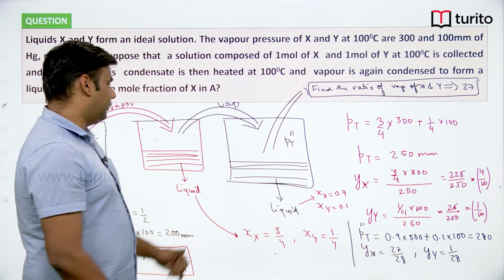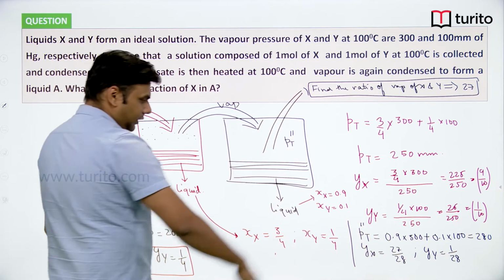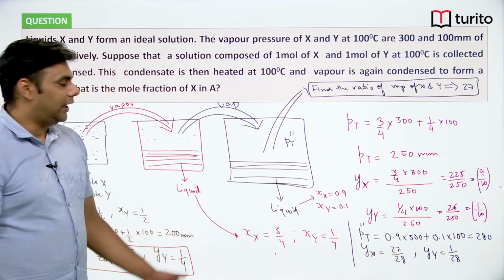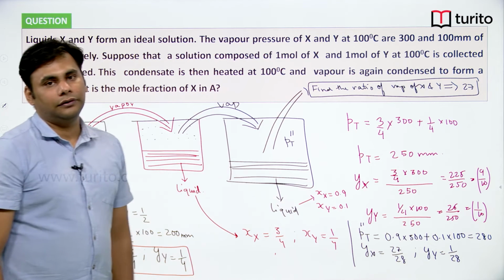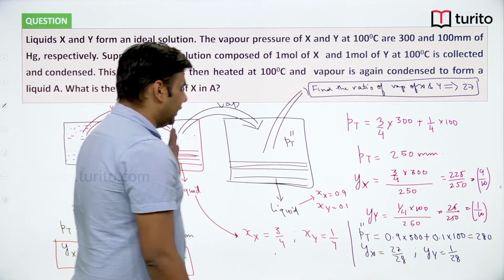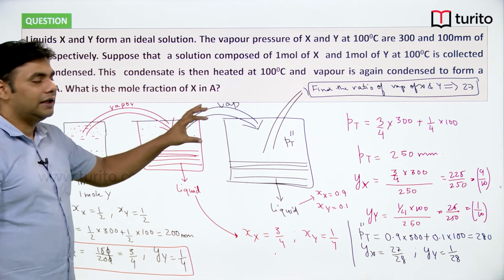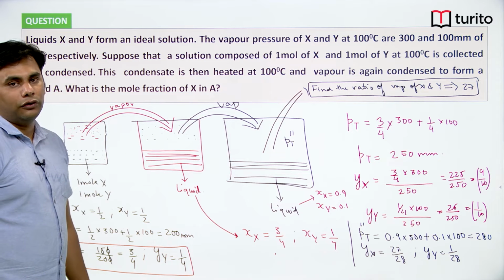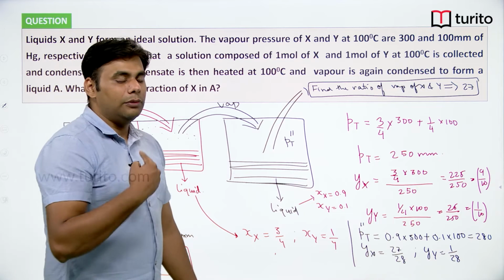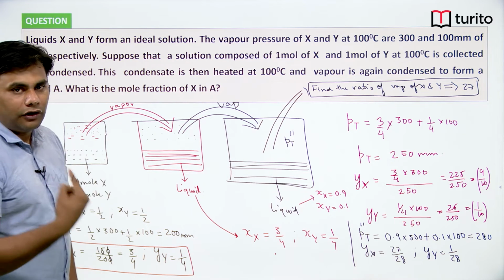So you can see if you keep on doing this process continuously, ultimately we will be left with a pure Y and X will remain in the liquid solution. If you keep on doing this process n number of times, you can clearly see that we are increasing the component which has more vapor pressure, or is more volatile. So the more volatile liquid will form more vapor.